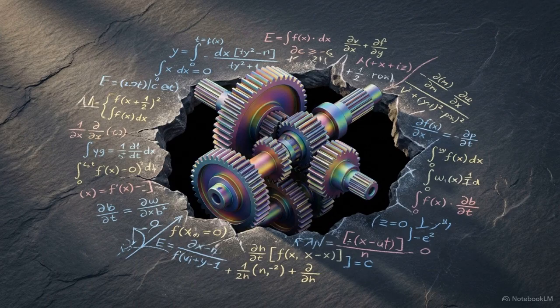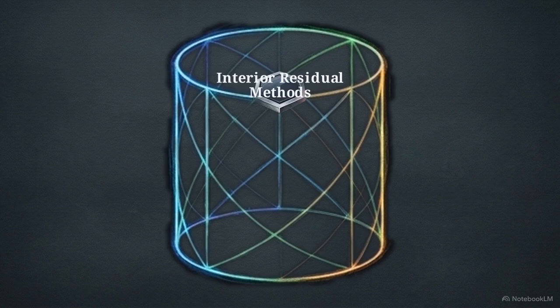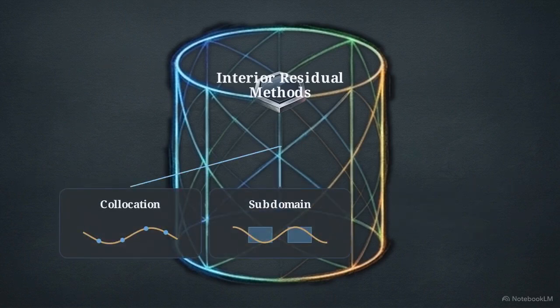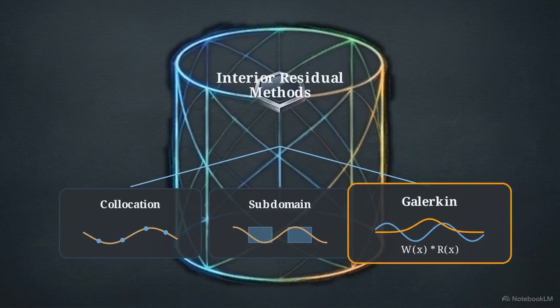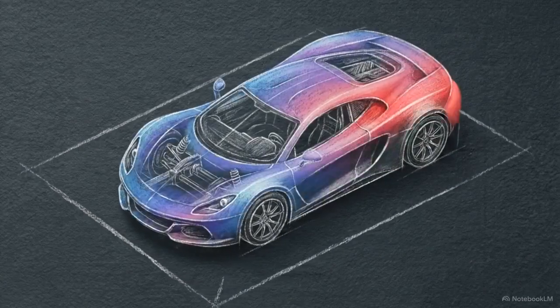The far more versatile path lies inside the geometry itself, utilizing interior residual methods. This group includes techniques like collocation, the subdomain method, and heavily relies on the Galerkin method. By weighting and minimizing the residual errors over a continuous area, these interior techniques act as the exact mathematical engines required to map complex state approximations across continuous, unbroken space.